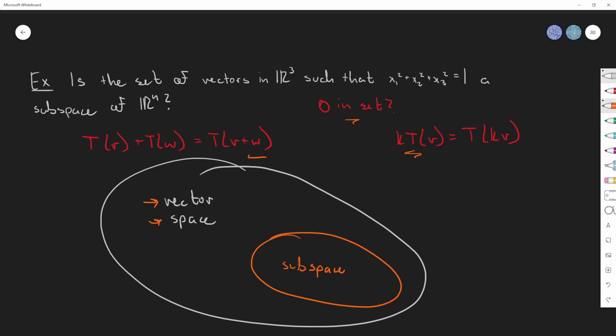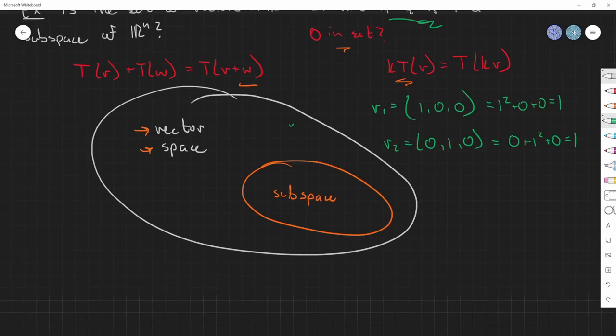So I'm going to get into the example, and for this example, we can do it by an actual example. Let v1 be a vector in the set, and we're going to call this set S. It's going to be (1, 0, 0), and then v2 is going to be (0, 1, 0). We know these are in the set of vectors in R3 because when you check this condition, you'll have 1 squared plus 0 plus 0, which is 1, and then 0 plus 1 squared plus 0, which is also 1.